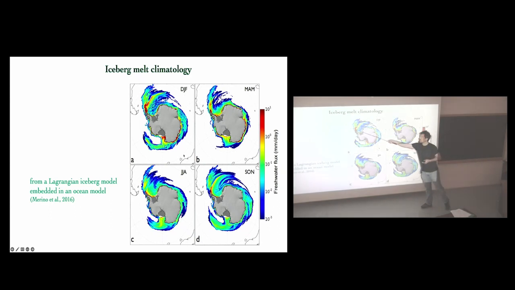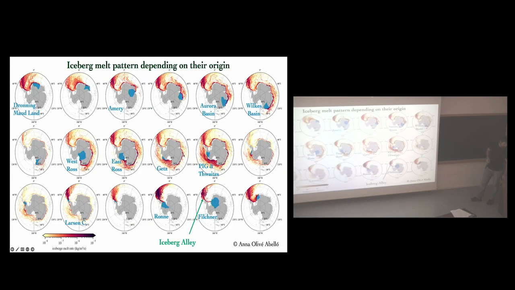So putting all the freshwater here is not the same as spreading everything all around if you produce sea ice at this place. So this is a figure that was made recently by Anna, who is here. This is the iceberg melt pattern depending on their origin.